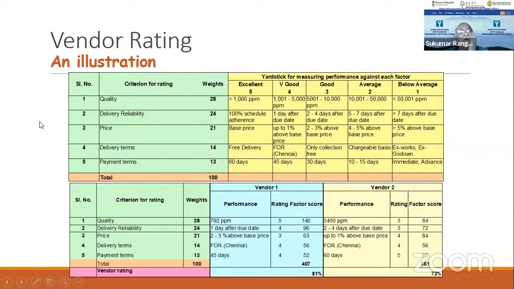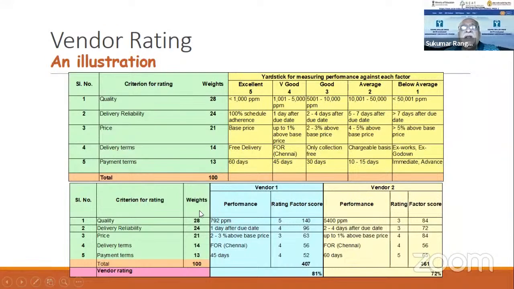Then we also have what is called a vendor rating. Of course, all companies do that, and you have to give feedback on the vendor rating to the vendor, right? It's usually yearly, but it could be half yearly or quarterly. These weightages are not strict, but this particular company uses them: quality 28%, delivery reliability 24%, price 21%, delivery terms 14%, payment terms 13%.